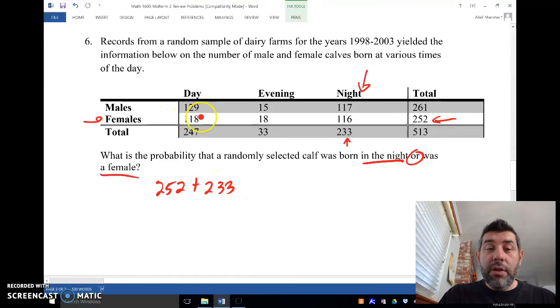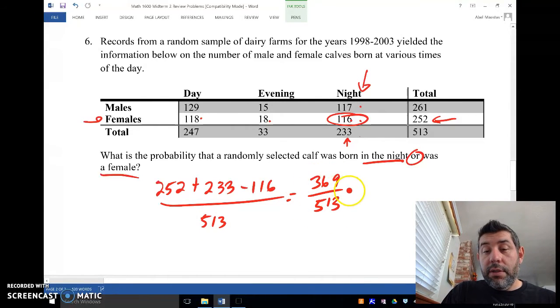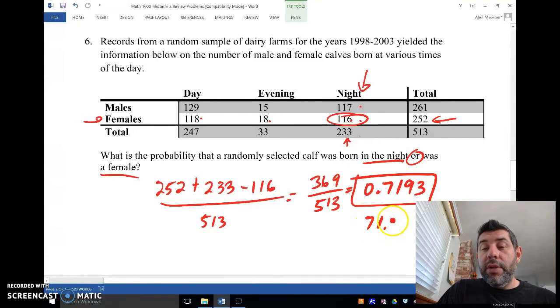However, if you notice here, I did these three to get this total, and then these two to get this total, which means I overlapped 116. So I need to subtract out 116, and then that's divided by the total 513. So I'm going to get 369 over 513, which is going to give me 0.7193. And I'd like to have you write them out in 4 decimal places here, just to make sure that we get somewhat similar results when I'm grading these out, okay?